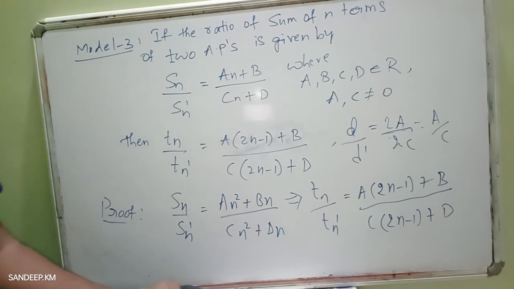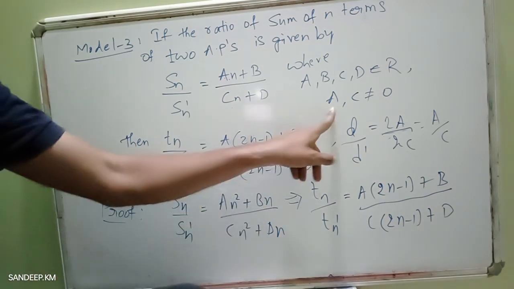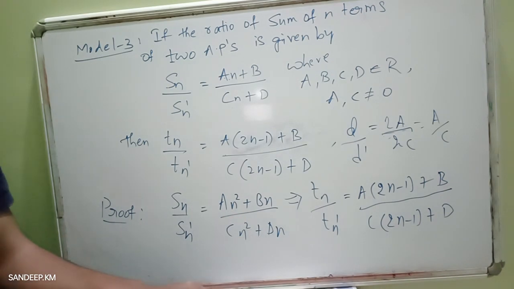A small note point. What if a and c both are equal to 0? Let us see.